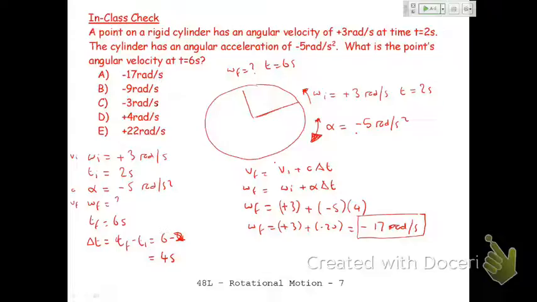Let me ask you a question. Initially, when I have a positive omega and a negative alpha, am I speeding up or slowing down my rotation? I'm slowing down, aren't I? Because when your acceleration is in one direction, your velocity is in the other, you're slowing down. And then later on, when I've got a negative velocity and a negative acceleration, am I speeding up or slowing down? Speeding up.